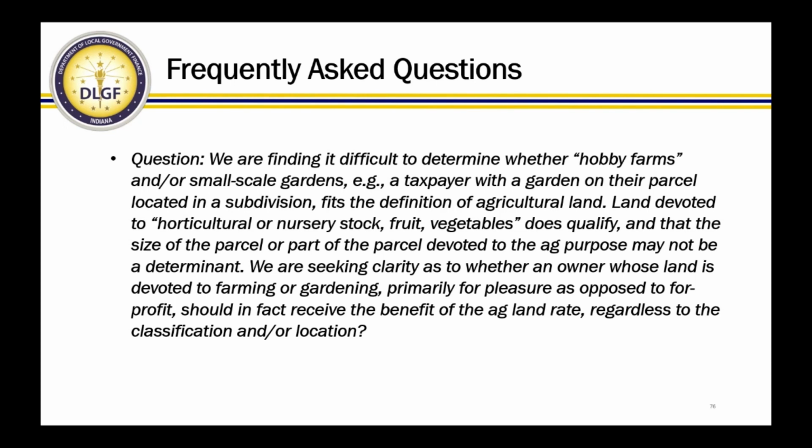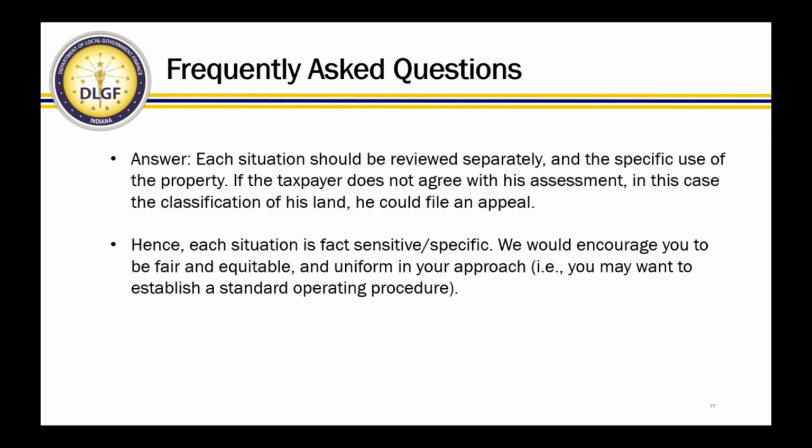We are finding it difficult to determine whether hobby farms and or small scale gardens fit the definition of agricultural land, and that's certainly I think a growing area, especially as you see the increase in the number of farmers markets, for example, or people selling produce that they grow, a fruit stand or produce stand in their front yard or along the road or whatever the case may be. So, should that land be assessed as agricultural land and get the benefit of the agricultural land base rate, or how should it be classified or assessed? I've mentioned it several times, each situation must be reviewed on its own, and it comes back to the use of the property. The key thing is that if the taxpayer disagrees with the assessment, they have the right to file an appeal.